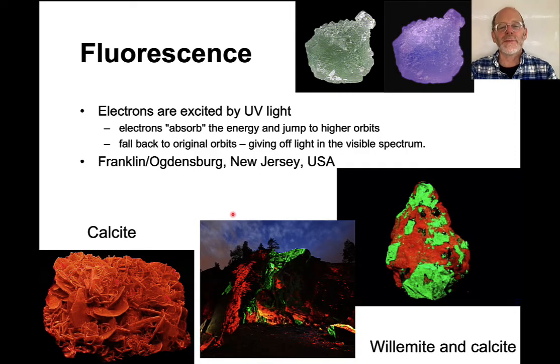Often when we look at minerals with ultraviolet light, they exhibit interesting colors. Here these electrons absorb the high energy of ultraviolet light and jump into higher orbits. As they drop down to their original orbits, they give off light in the visible spectrum. So here, for example, is calcite that's being illuminated with UV light. Here are willemite and calcite. And here you can see these colors are quite vivid and distinctive.